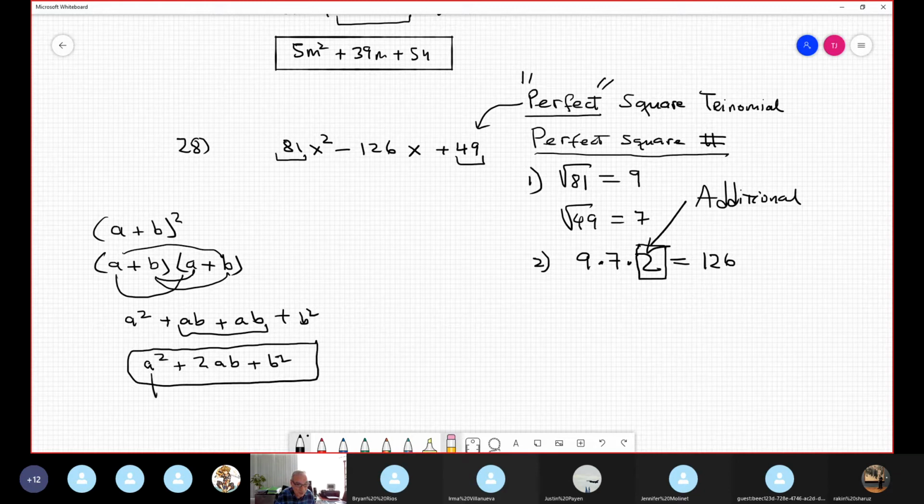The numbers in the first position and the last position are perfect squares. The square root of a squared is a. The square root of b squared is b. And the middle guy is the multiplication of both, and the extra 2, look at that. And this situation happened perfectly in our example.